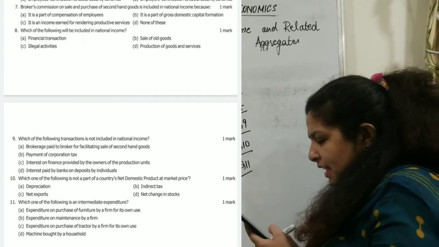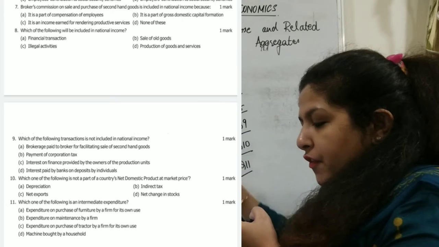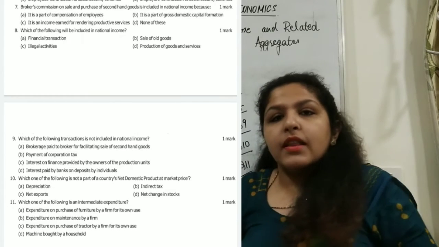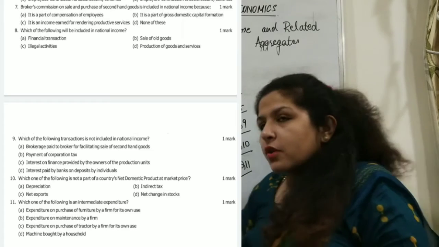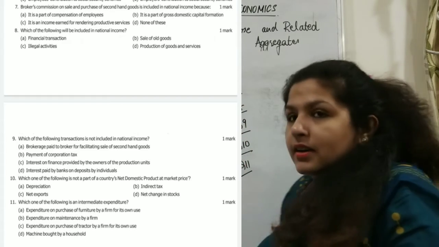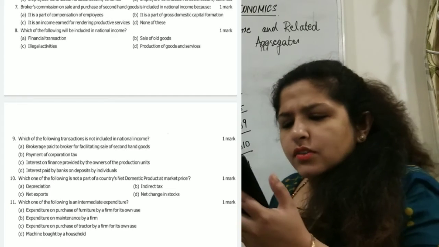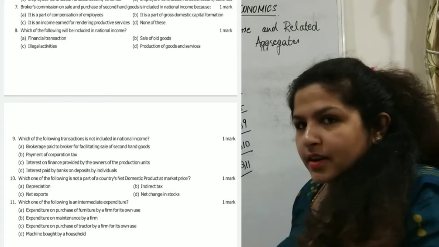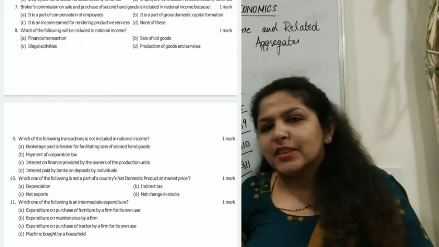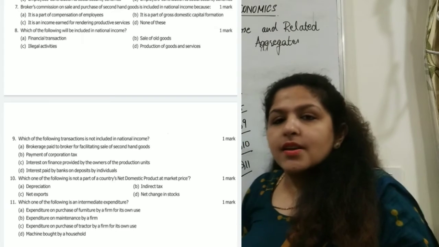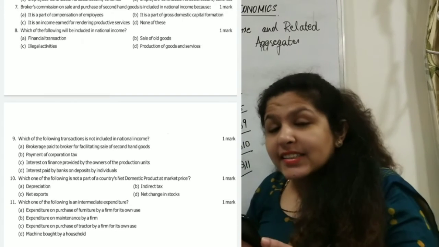So question number 5 is saying which one of the following is not included in. So now I have come up with MCQ questions of national income. That is also important to practice. So let's start from these random questions. Question number 7 is saying broker's commission on the sale and purchase of second-hand goods. We know the production and income from second-hand goods is not included, but broker's commission is included. Why? Because it is the income of the broker.